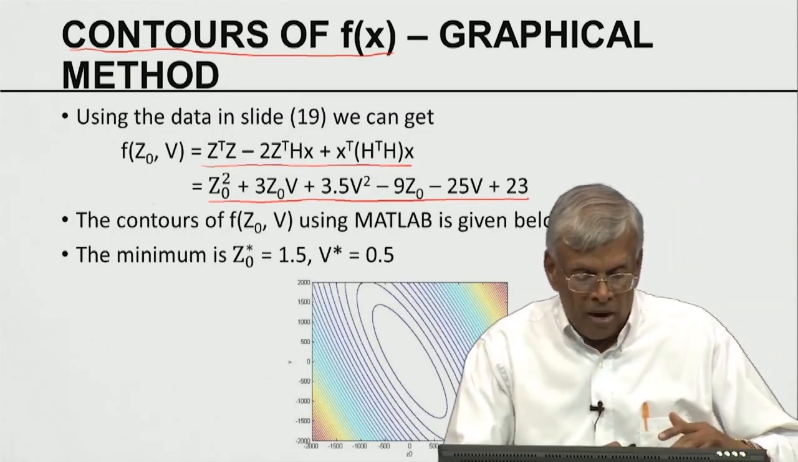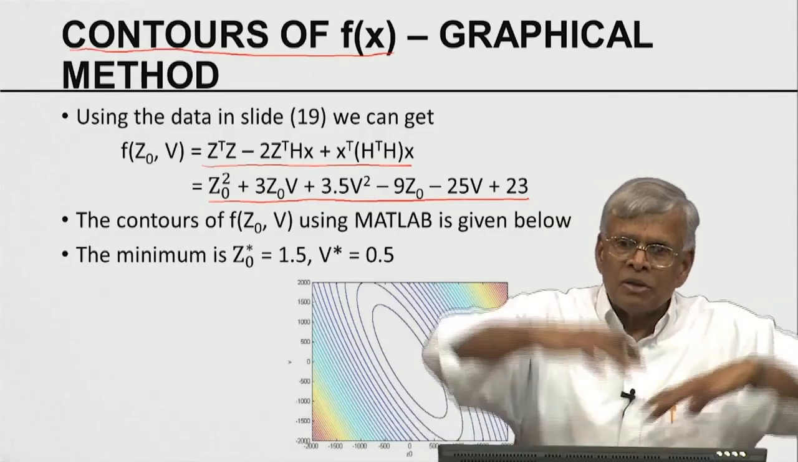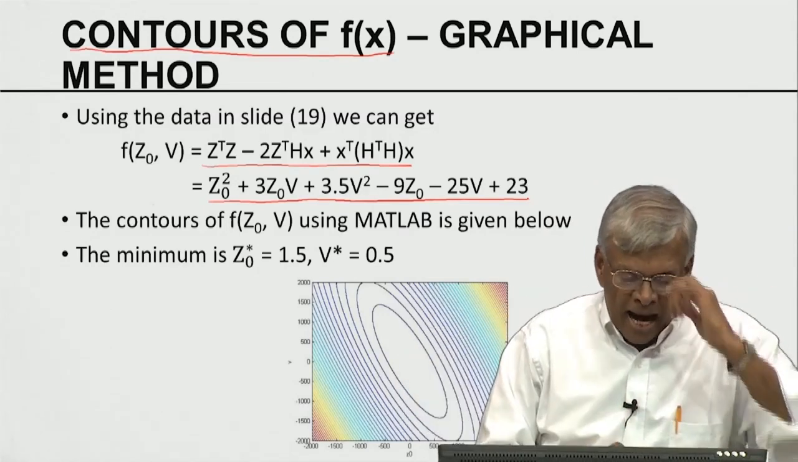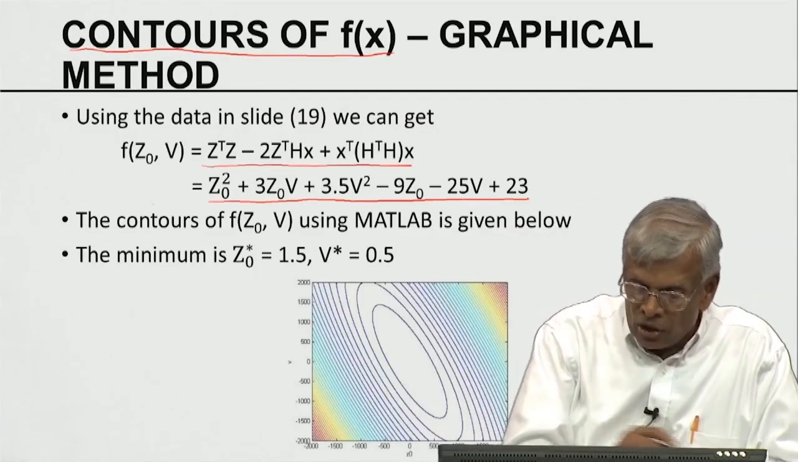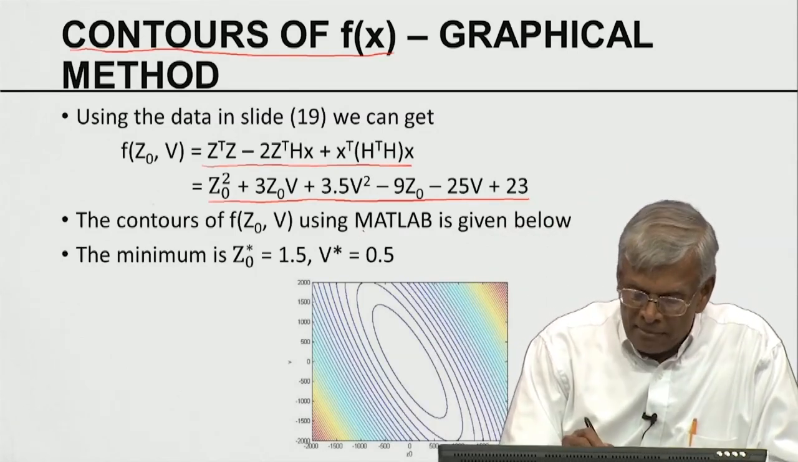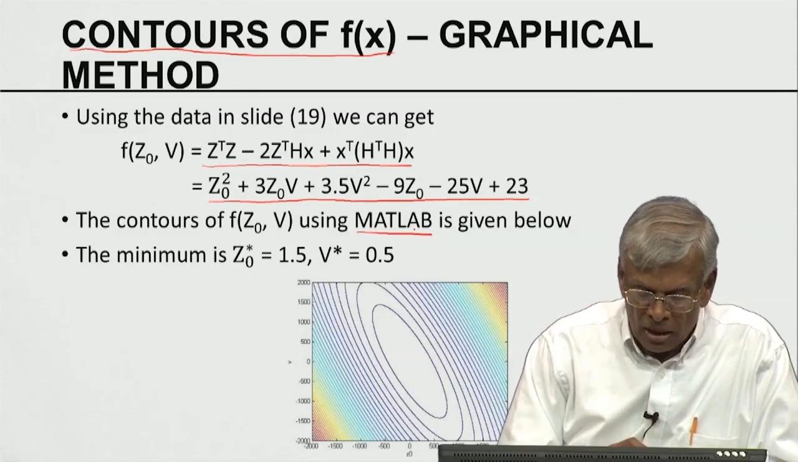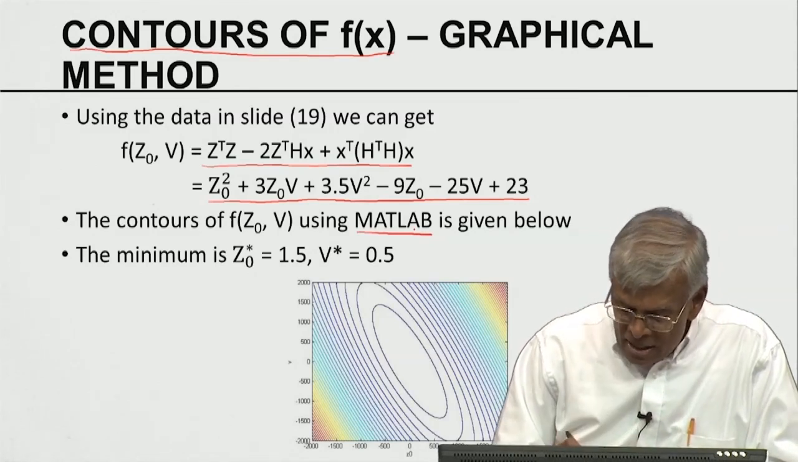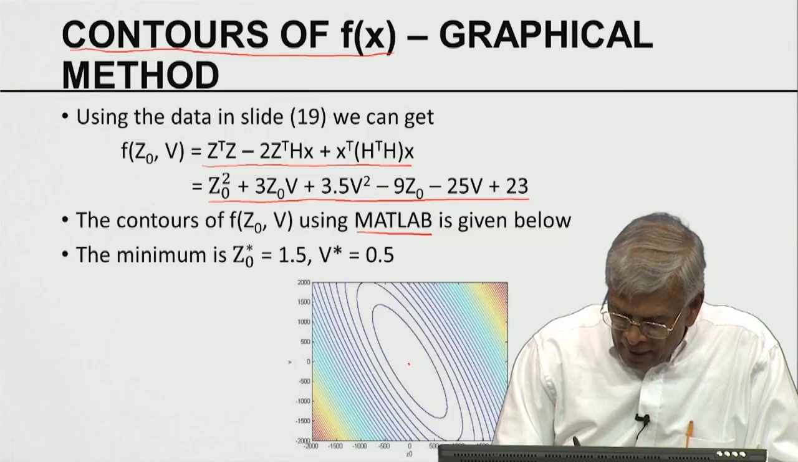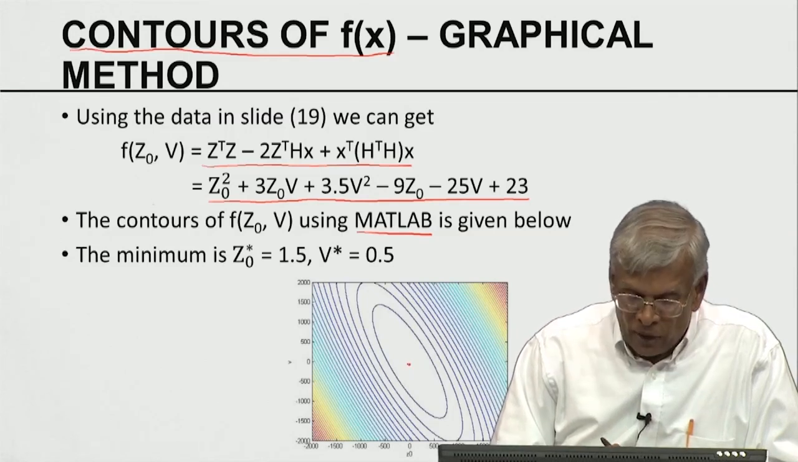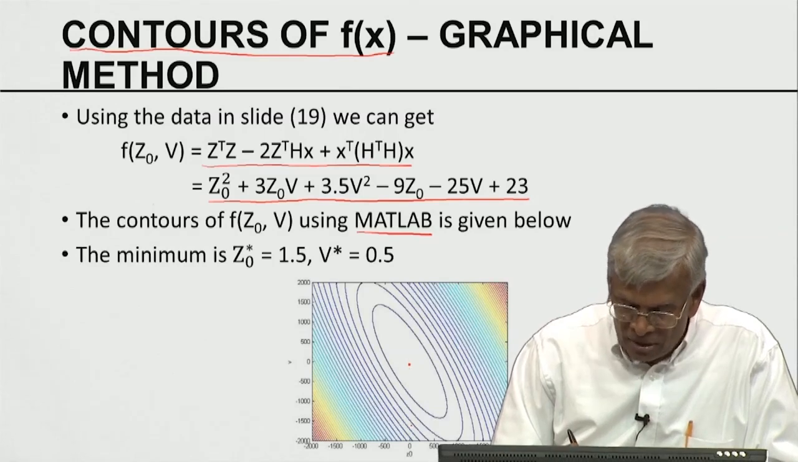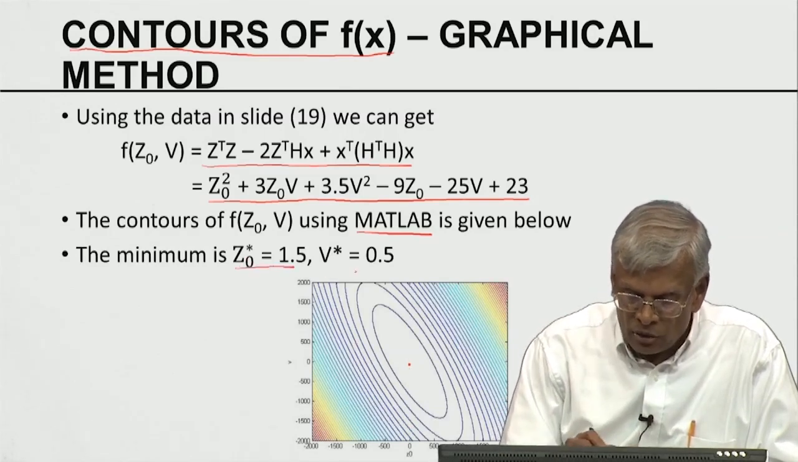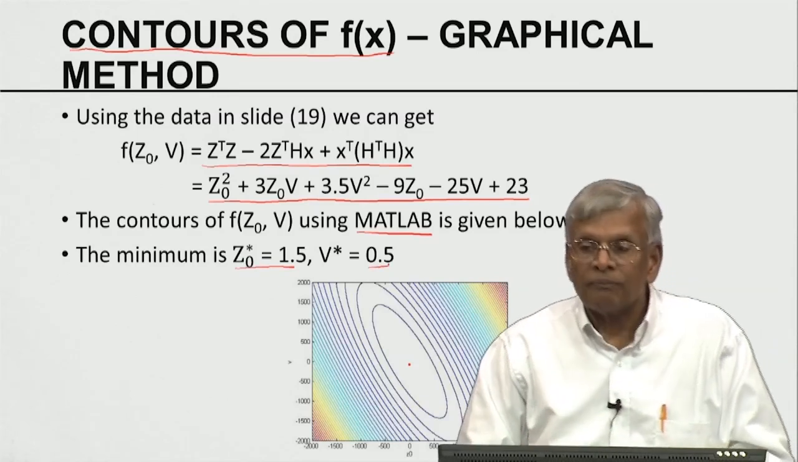So what is it that we are looking for? This quadratic function is like a bowl sitting, and if you took cross sections of that and projected them onto the plane, they are called contours. Using MATLAB, I have drawn the contours. You can see the minimum lies at the center, and if you look at the coordinates of this, that happens to be z naught is equal to 0.5, v naught is equal to 0.5.